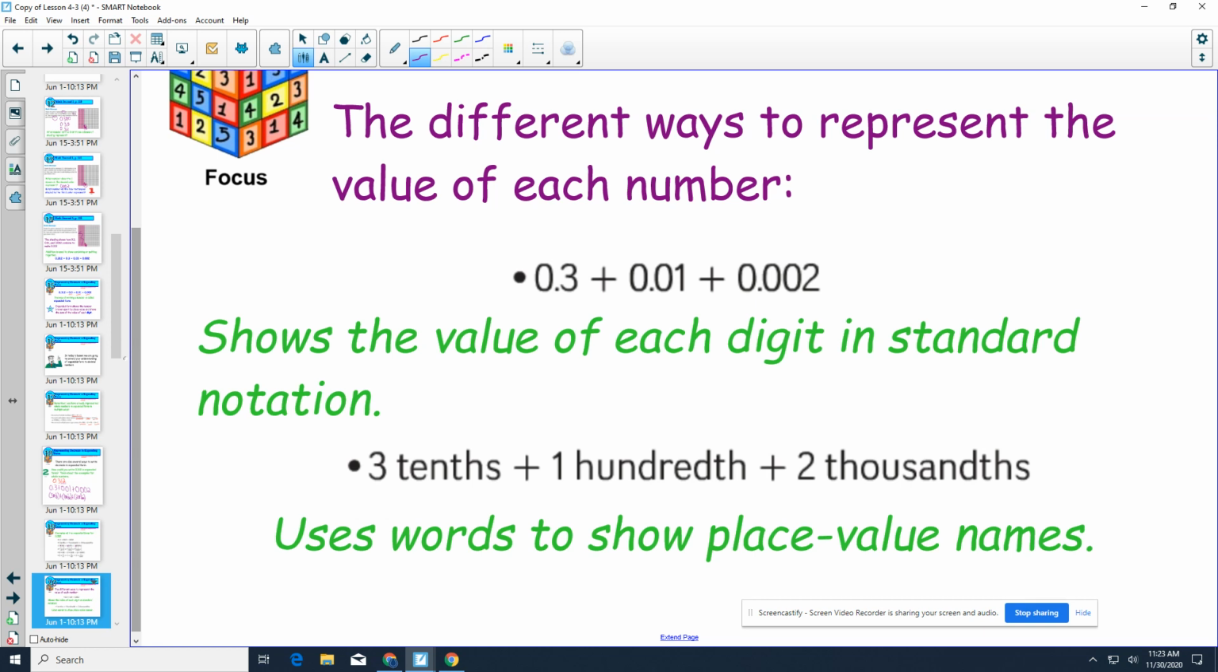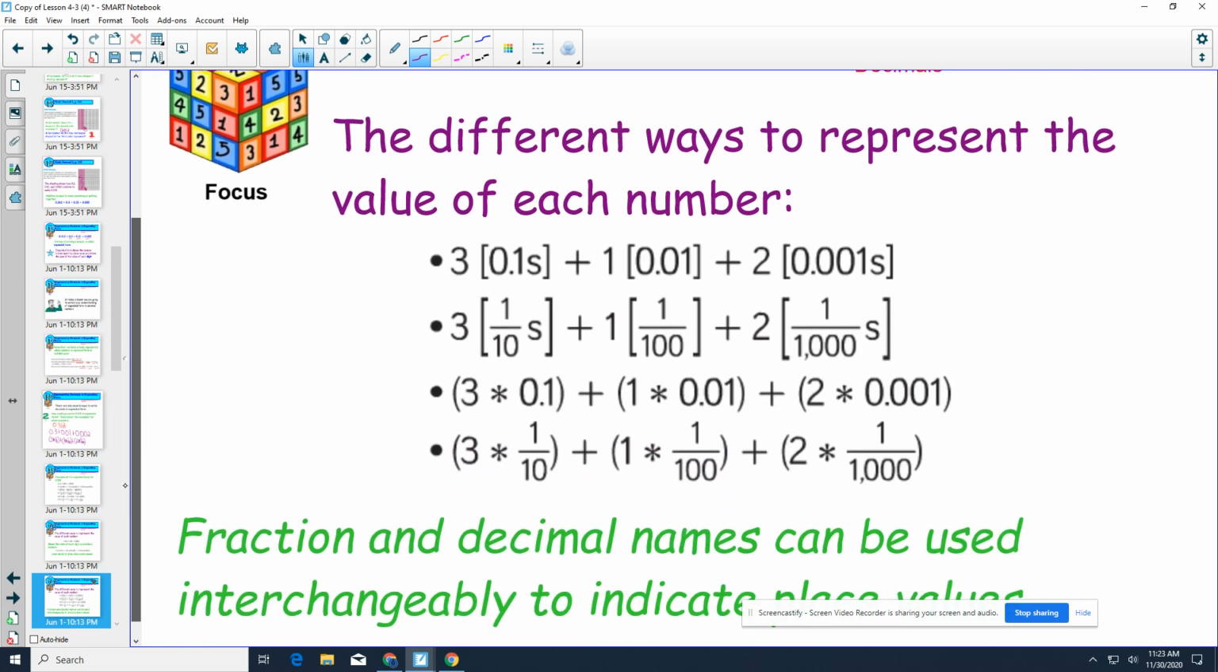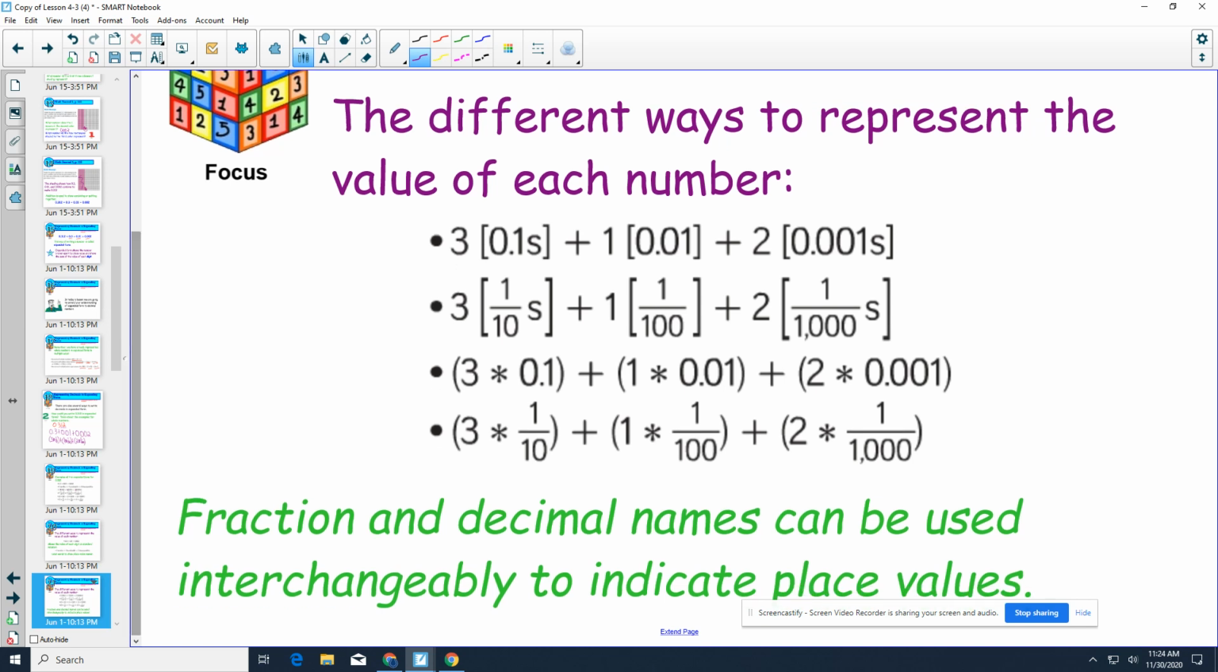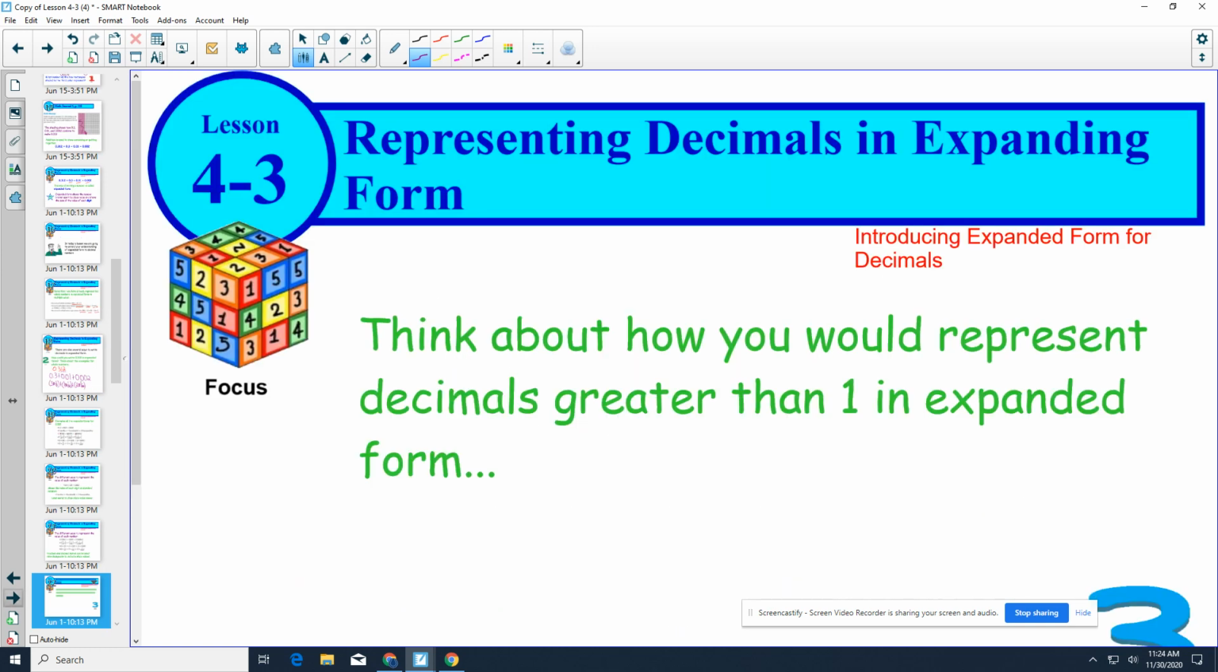The different ways to represent a value of each number shows the value of each digit in standard notation. So 3/10 plus 1/100 plus 2 thousandths. So we could use words to show place value names as well as fractions. So different ways to represent each value of a number there. So again, you can see you could multiply it by its decimal form. You could multiply it by its fraction form. You could use brackets or you could use parentheses. Okay, the fraction and the decimal can be used interchangeably to indicate place value. So this is the exact same thing as 1/10 as a fraction. So you can go back and forth with those.